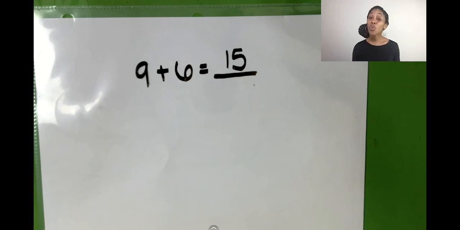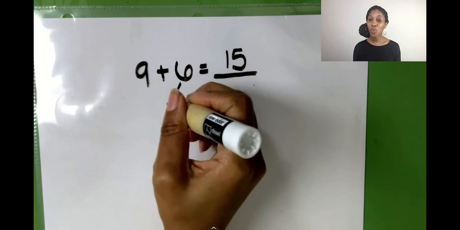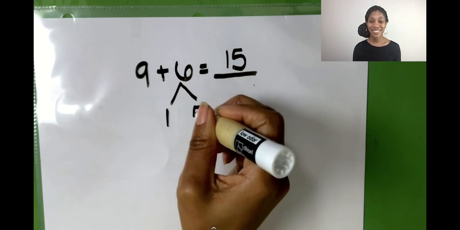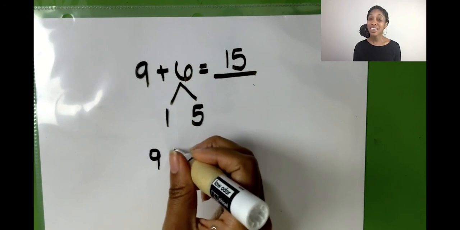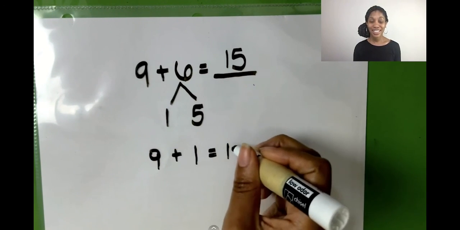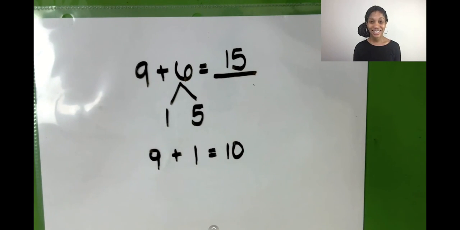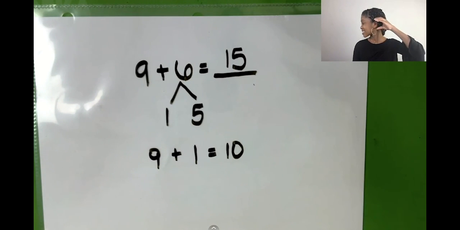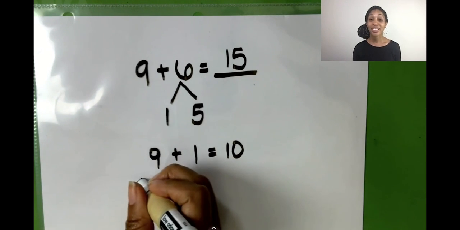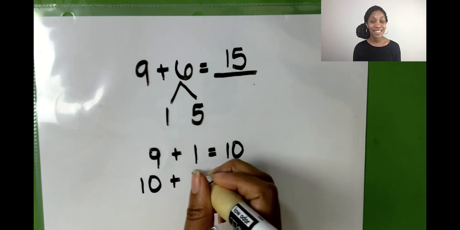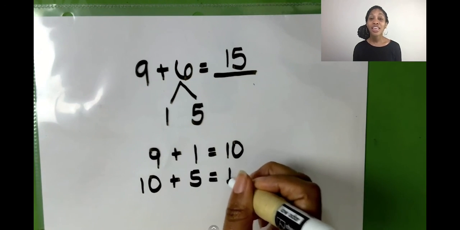That's right. We need 1 extra one to make 10. Let's break apart 6 into 1 and 5. Now we can make 10. Our number sentence would be 9 plus 1 equals 10. How many extra ones do we still have? Yes, 5 extra ones. So our number sentence would be 10 plus 5 equals 15.